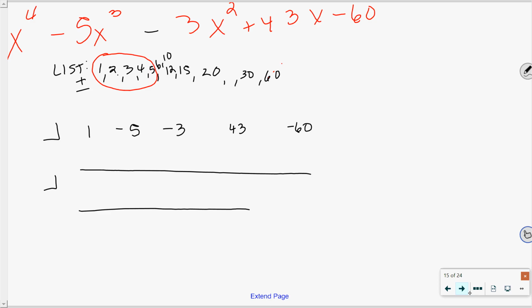Again, one's positive, one's negative. Work with each other. Try some different numbers. So if it's not positive, then try the negative version.